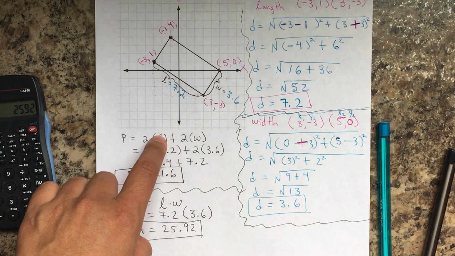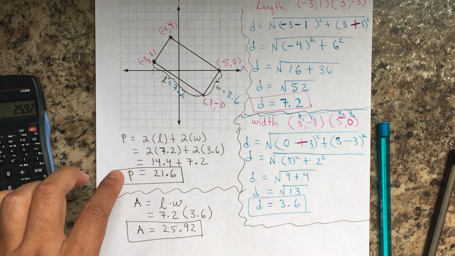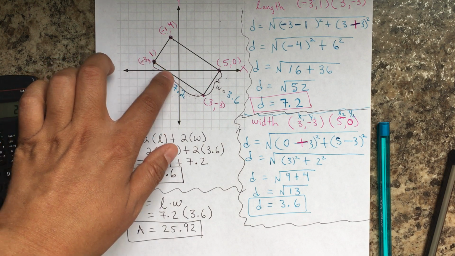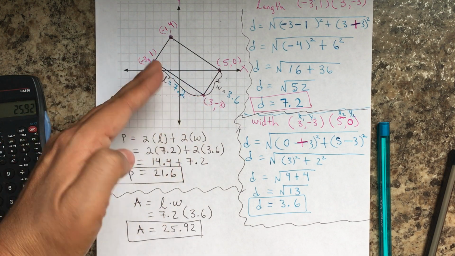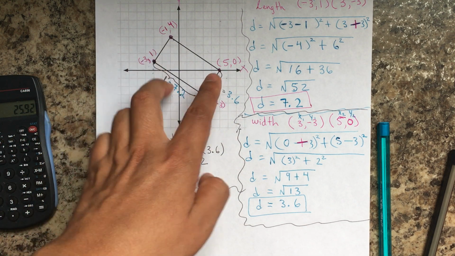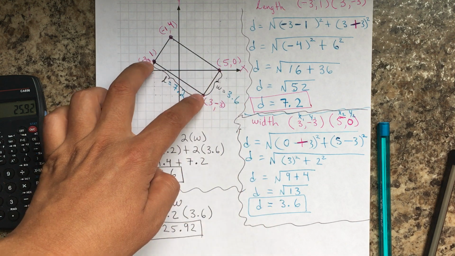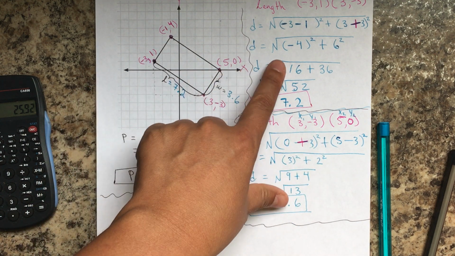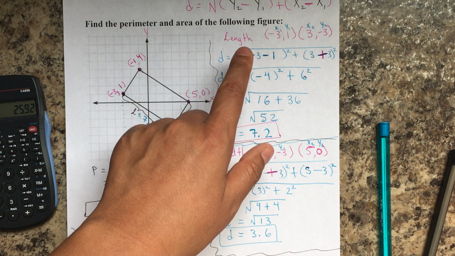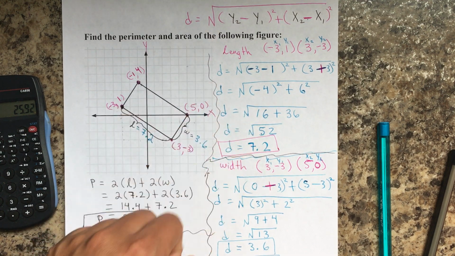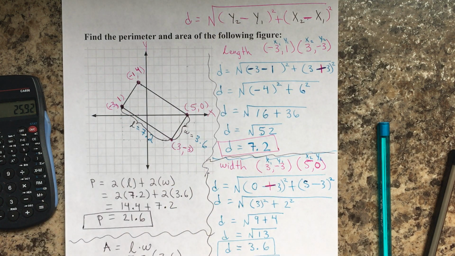We're using the same formulas as before. The only difference is that because these are not horizontal or vertical, for the base and the height, or length and width, we had to use the distance formula to find them. And that's it for the video.